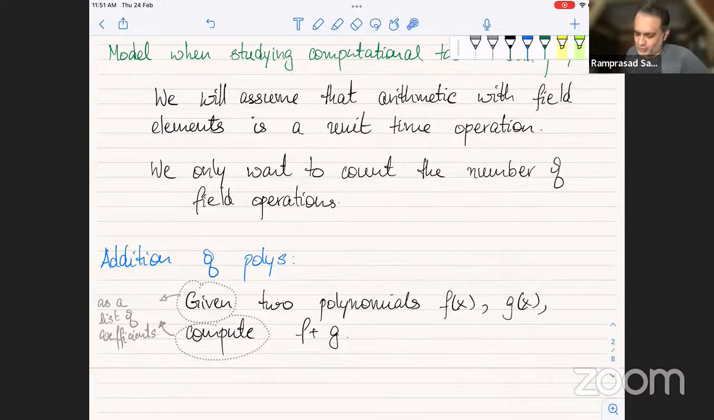So basically, if I give you an f and a g and ask you to compute f plus g, it's like I'm asking you to compute one operation, which is addition of two polynomials. But in order to do that, you might have to do many coefficient additions. So what I want to count is, in order to compute one such polynomial operation, how many field operations did you actually need?